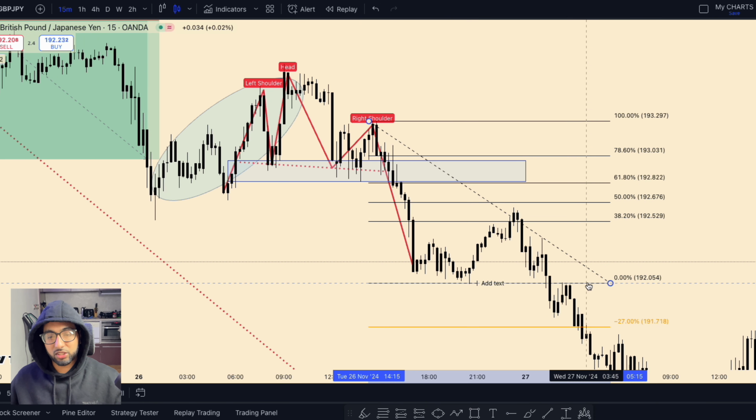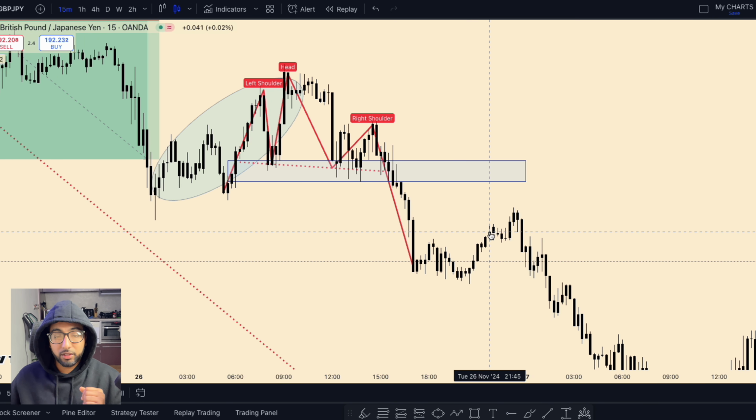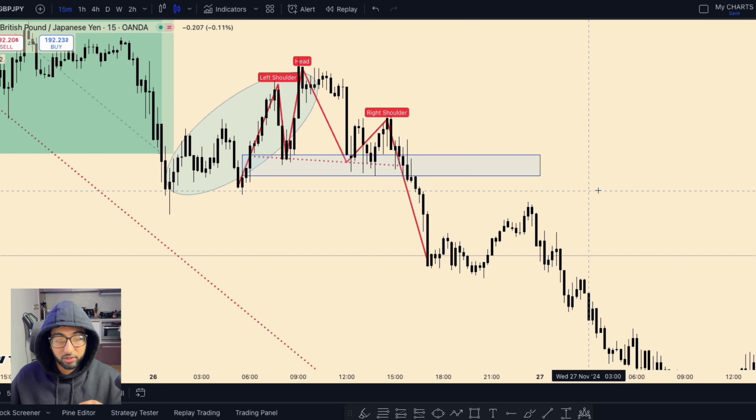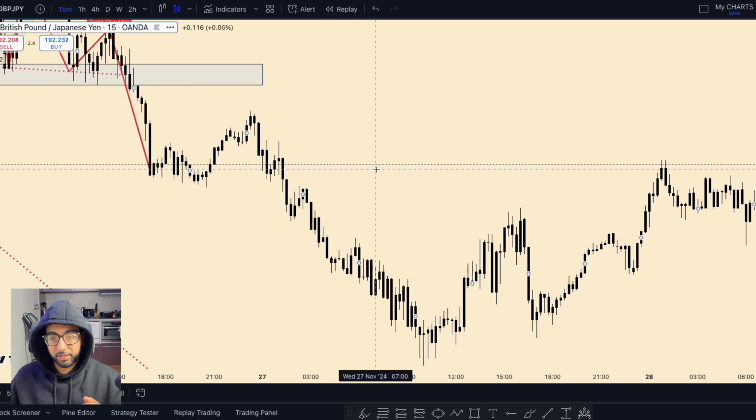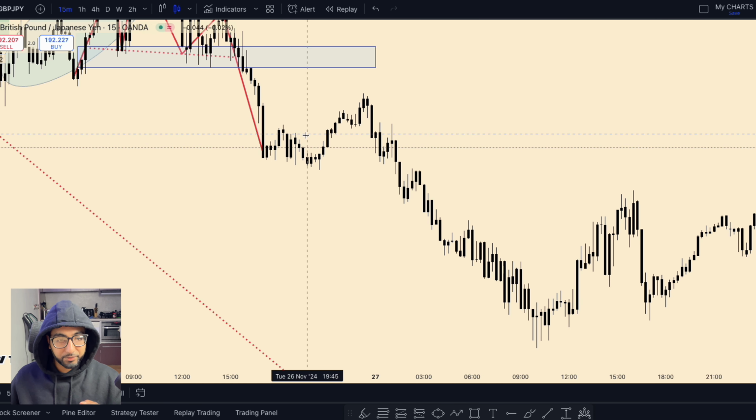Not really good execution. Me personally, I wouldn't even execute in this trade. I wouldn't have done it, but that's still a head and shoulder pattern. You can see it smashes TP. Another retracement here, another small head and shoulder pattern.